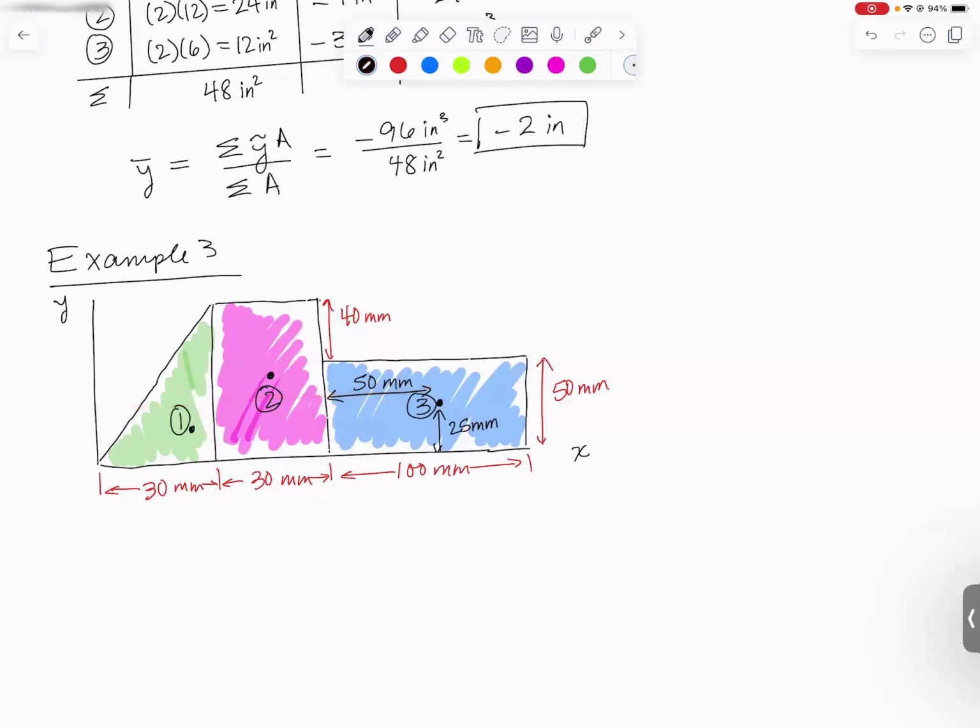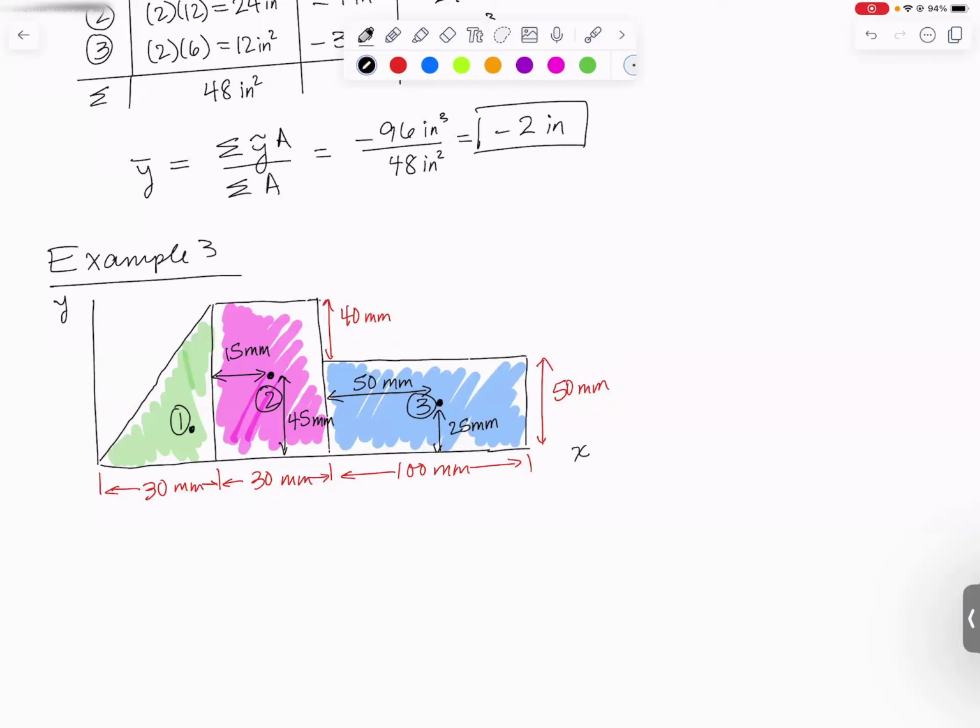For the pink rectangle, its total height is 50 plus 40, or 90. So half of that means that this centroid's height is going to be 45 millimeters up. And its distance from either of its sides will be half of its width, or 15 millimeters. So then I'll need to add to it another 30 millimeters to get that referenced all the way back to the y-axis.